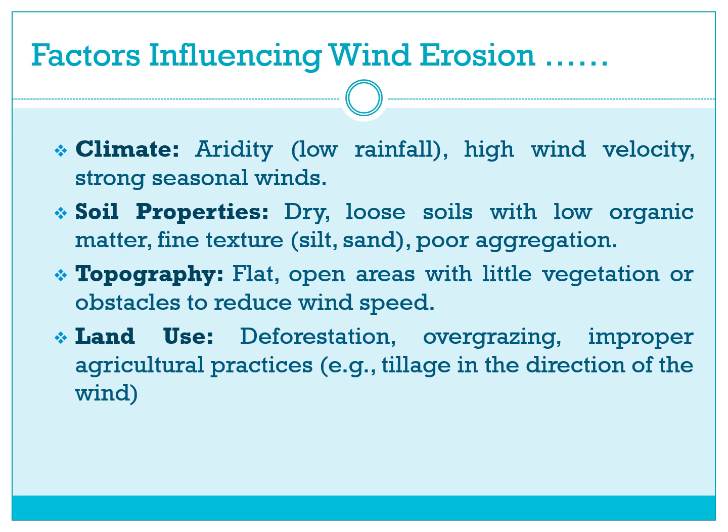Soil properties, dry loose soil with low organic matter, fine texture, silt, sand and poor aggregation are more susceptible to wind erosion. Topography, flat open area with little vegetation or obstacle to reduce wind speed affects wind erosion. Land use, deforestation, overgrazing, improper agriculture practices, example tillage in the direction of the wind, also affect wind erosion processes.